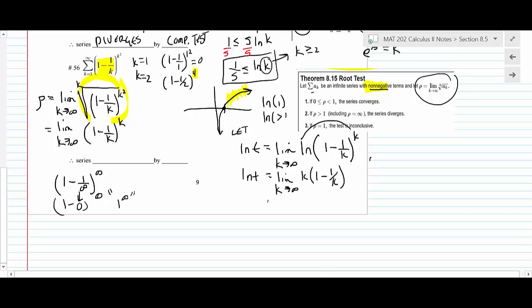So what we have now, you need to do one more step. Before you can really do L'Hopital's Rule, you need to make sure it's a 0 over 0 or infinity over infinity. So I'm going to do a slick little trick here, and you can see if this makes sense to you. You've done this before, even in Calc 1. I'm going to write that as ln of 1 minus 1 over k, all over 1 over k.